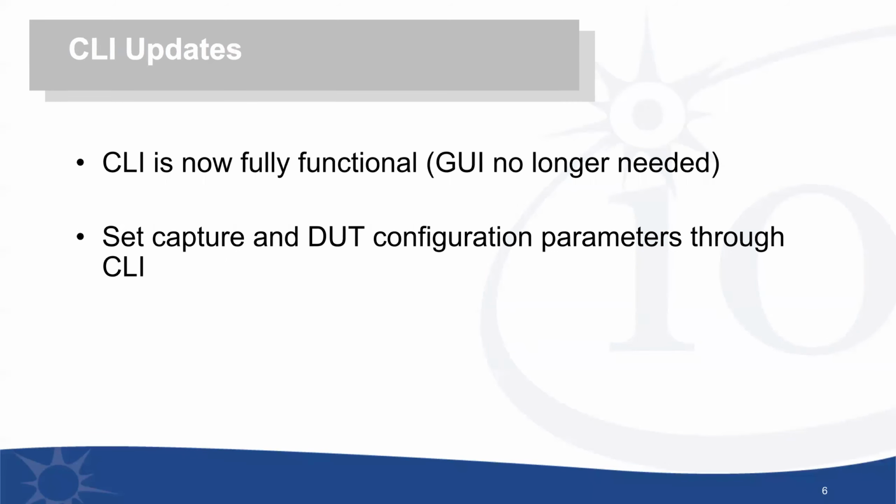CLI updates. Previously, to automate Intact, you had to open up a GUI to set up a session, and then you could close the GUI and use the CLI to run it. Now the CLI is fully functional. You can script or do it all through text. It can run in a headless mode. You can configure all the DUT configuration parameters and all the capture configuration. All of those things can now be done through the CLI, which I'll demonstrate in a moment.